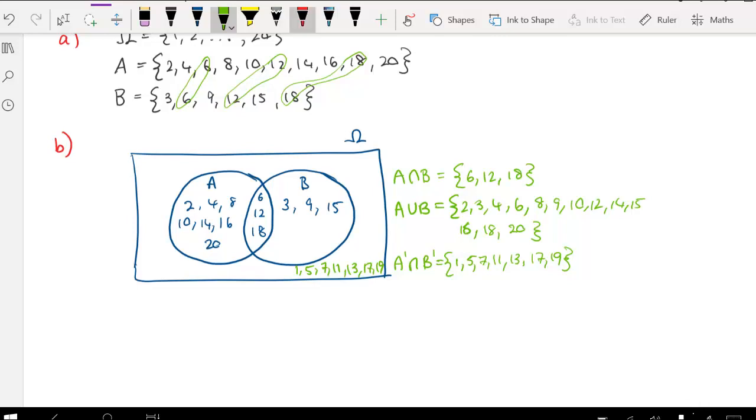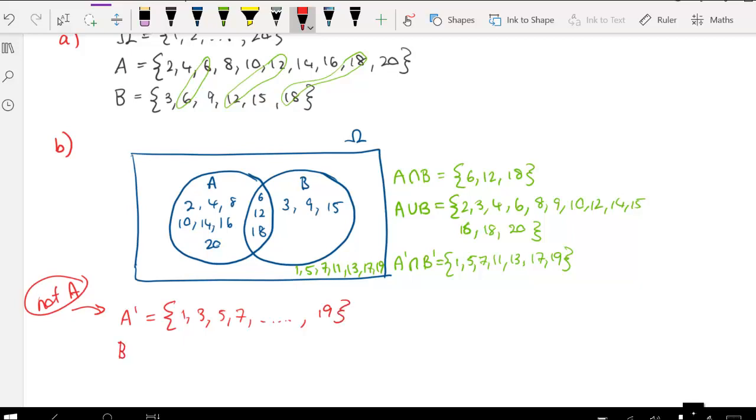Now, there are a few other things we can define. So we know what A is. Not A means everything that's not in A. If A is 2, 4, 6, 8, 10, our multiples of 2 or even numbers, then not A would be all of the odd numbers: 1, 3, 5, 7, and all the way up to 19. Not B would be everything that's not a multiple of 3. So not B would be 1, 2, 4, 5, 7, and all the way up to 19 and 20.